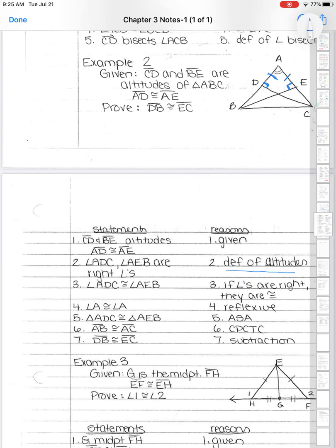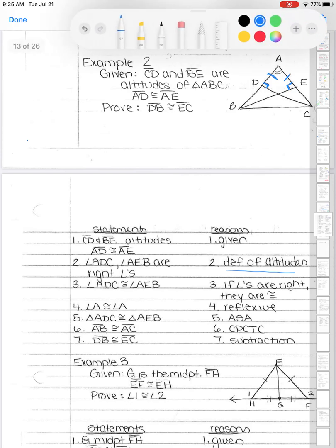Don't just write the right angle symbols in there and then forget to write the step in the proof itself. So we're going to use the definition of altitude, and we know that angle ADC and AEB are right angles. All right, way back, we had learned that right angles are congruent to each other. So we can say that angle ADC is congruent to AEB because if angles are right, they are congruent.